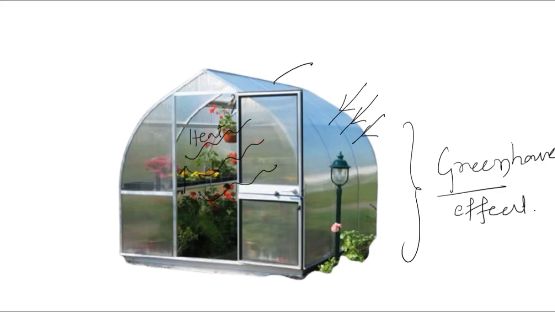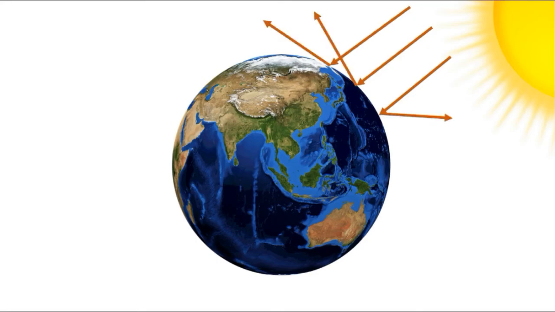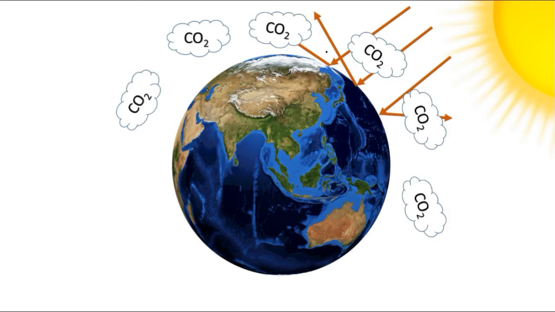How the glass is being used artificially to increase the heat inside the glass house, exactly in the same way carbon dioxide acts like a glass around the atmosphere, which allows the light rays, and when the light rays fall on the surface of the earth, the heat which is converted from the light is trapped within the atmosphere of the earth because of the presence of carbon dioxide.